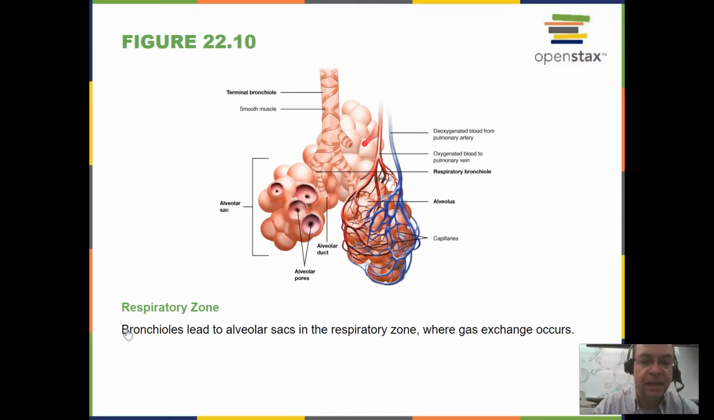Lastly, we'll see that each of these alveolar sacs is surrounded by a network of capillaries. So we have deoxygenated blood coming from the right side of the heart, so right atrium, right ventricle, out through the pulmonary trunk, pulmonary artery, pulmonary arterioles, and then they get smaller and smaller into capillaries, and these are made up of simple squamous cells, as are the alveoli.